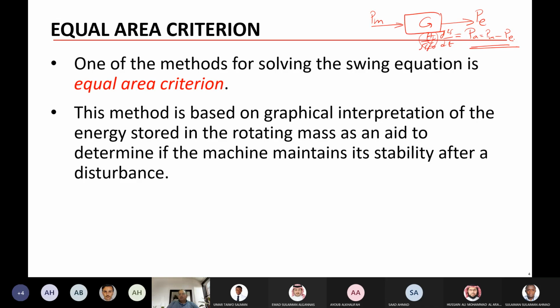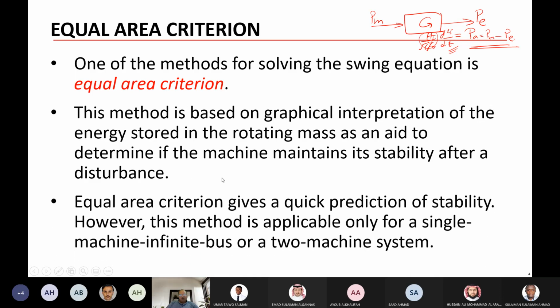So if we have Pm greater than Pe, the system will accelerate. The kinetic energy will go up, the speed will go up, and the frequency will go up. And if the opposite, then you have a deceleration. So you have an acceleration area and a deceleration area, and the criteria is to have both equal. Equal area criteria gives a quick prediction of stability.